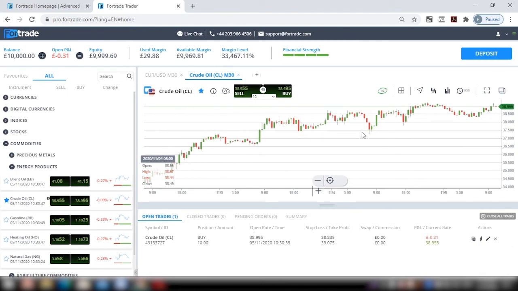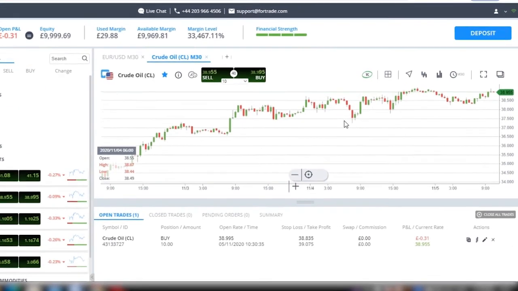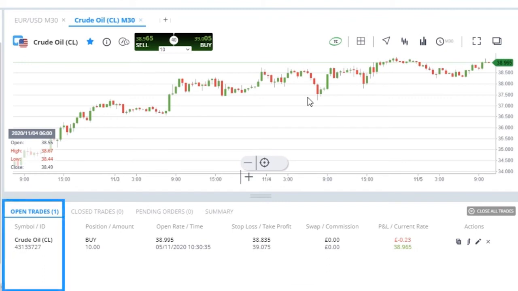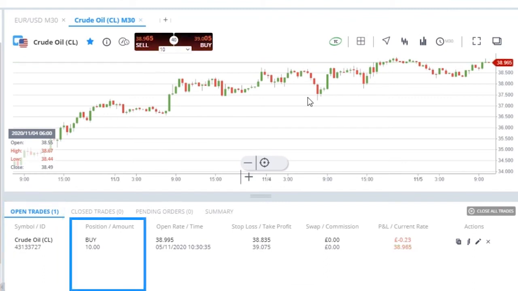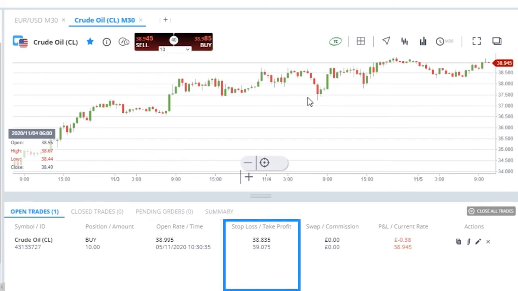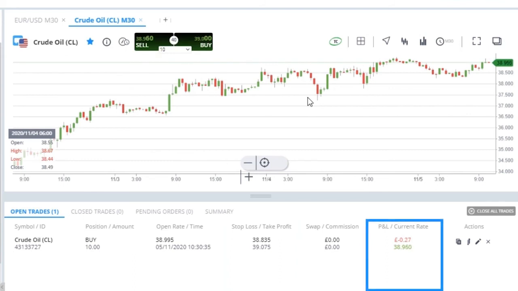You can see all of your open positions on the bottom of the screen under Open Trades, the instrument that you are trading with, the type of position that you opened, the open price rate, and levels of stop loss and take profit, and current profit or loss that you are making with that particular position.